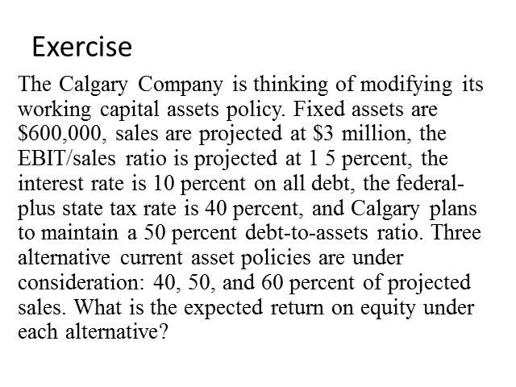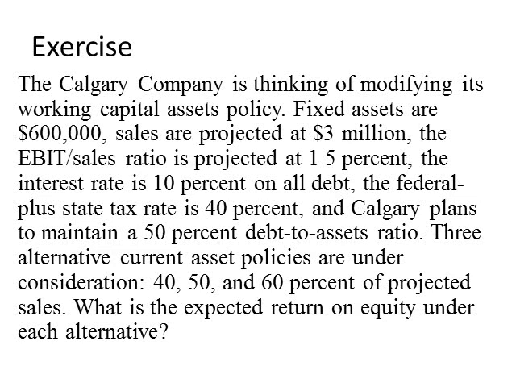A 50% debt to asset ratio. This sentence means that the company is going to consider its debt as 50% of the value of the assets. Three alternative current asset policies are under consideration: 40%, 50%, and 60% of projected sales. What's the expected return on equity under each alternative?